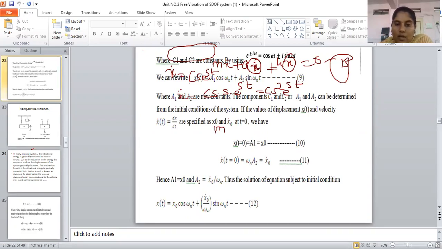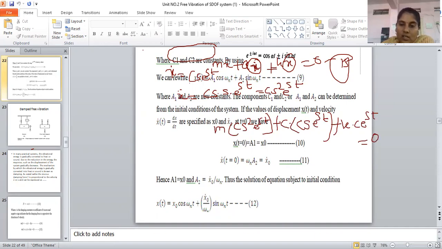In equation number 15, if we put these two values, what will be the answer? That is m into x double dot, which is c into s square into e raised to st, plus c into x dot, where x dot is c into s into e raised to st, plus the third term, k into x, where x is c into e raised to st. So it will be equal to 0.